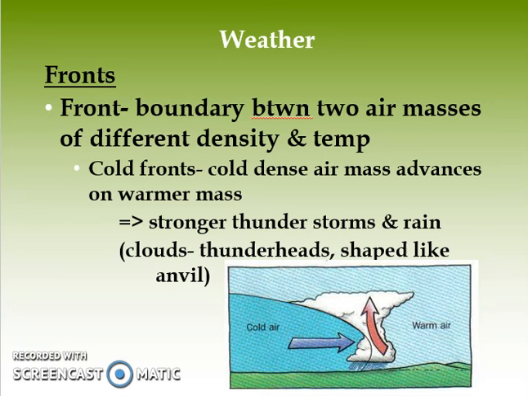Okay, couple other things. These are not in the book, this is some stuff that I've added. Weather fronts. A front is a boundary between two air masses. If you have a cold front, you have cold dense air that's advancing on a warm mass. This causes our big thunderstorms. You get clouds, like in the picture, that kind of look like anvils. Because cold air is more dense, it kind of powers its way in, and you get severe storms.